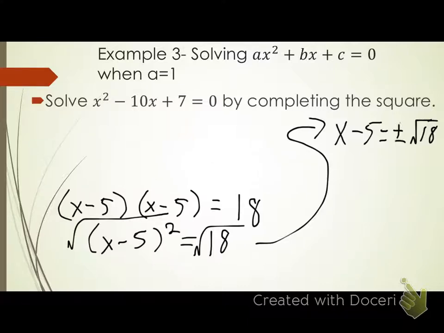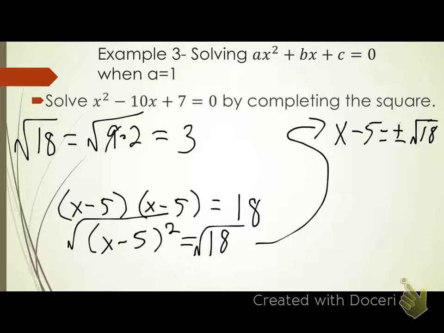Now the square root of 18 can be simplified. What's the biggest perfect square that goes into 18? 9. So I can break this down into the square root of 9 times 2. What's the square root of 9? 3. Can I take the square root of 2? Nope, so it stays under the radical. So I get x minus 5 equals plus or minus 3 square root of 2.